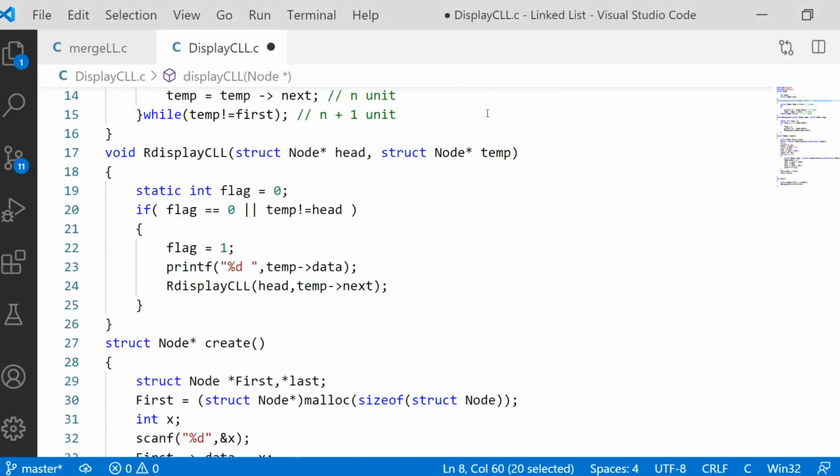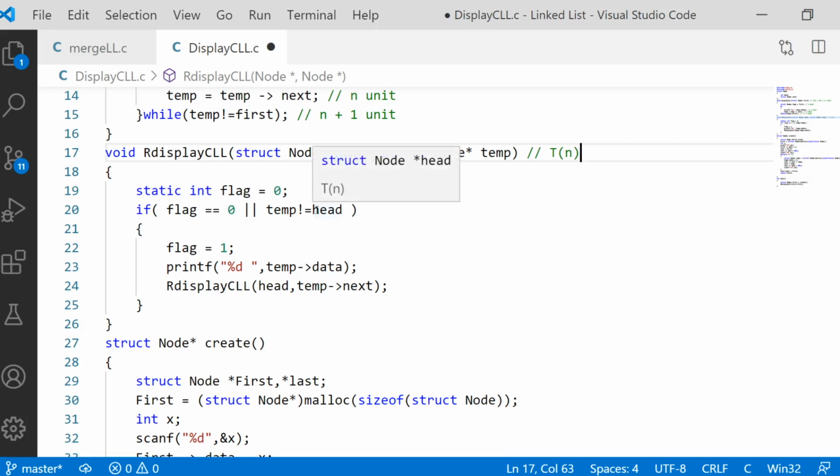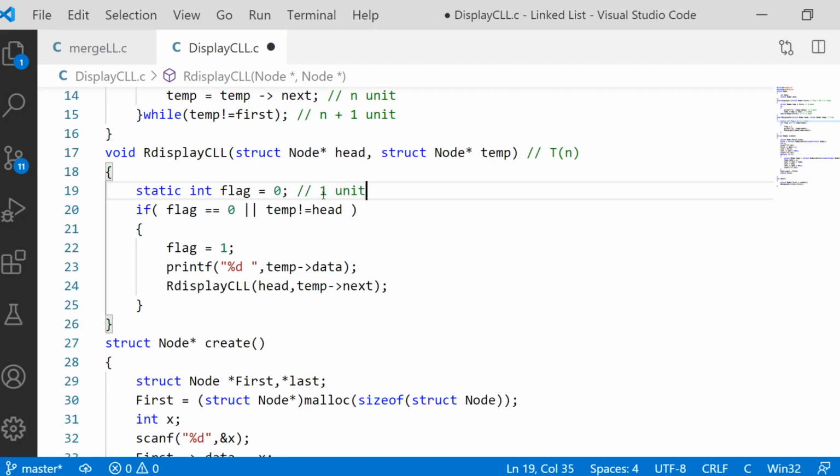Coming to the recursive procedure, let us take the function signature as T of n, time function of n, where n is the total number of nodes available in the circular linked list. Now coming here to static int flag equal to 0, this will be taking exactly 1 unit of time overall because this will be executed only one time. Coming here for this condition, flag equal to 0 is a separate condition, 1 unit. Temp not equal to head is a separate condition, second unit. For making this logical or, it is 3 units, so it will be taking 3 units in total.